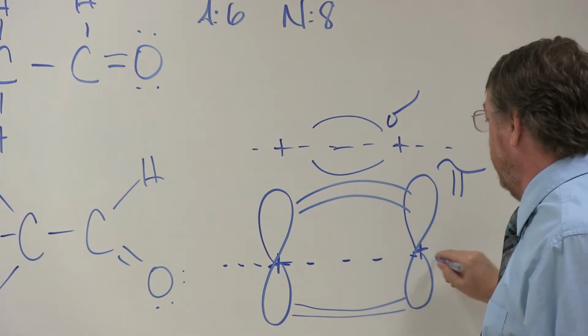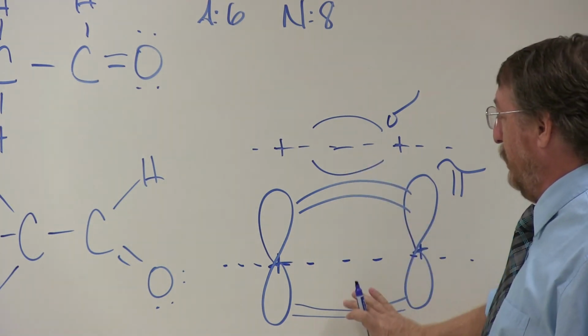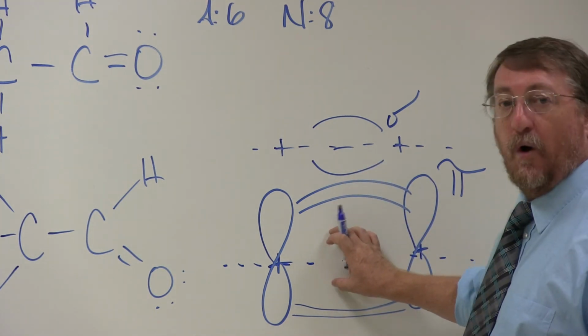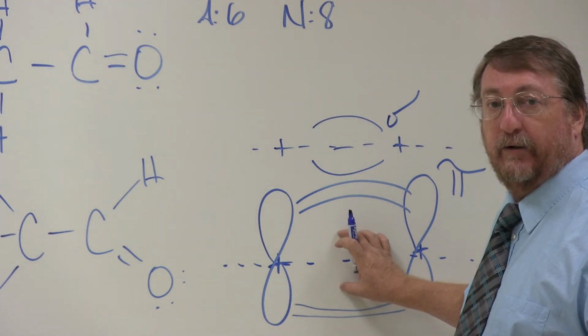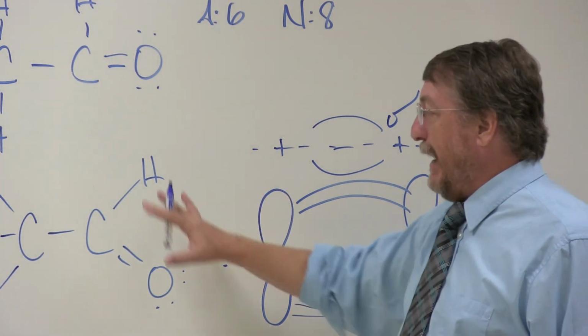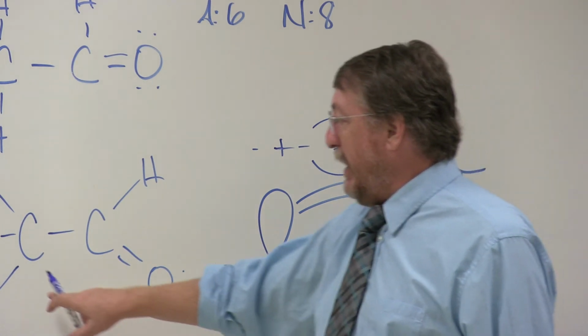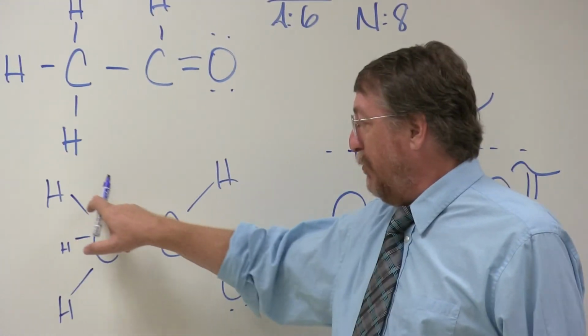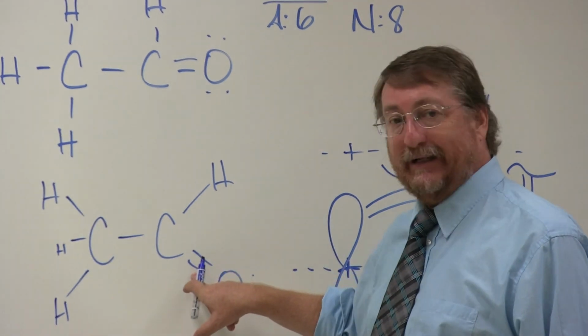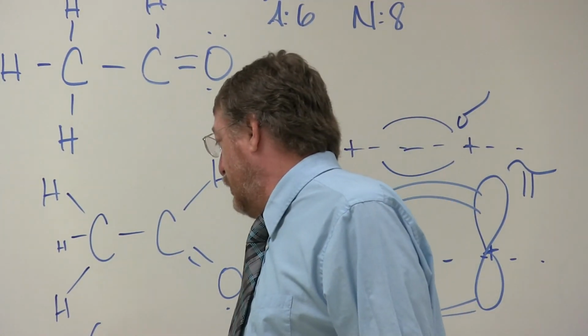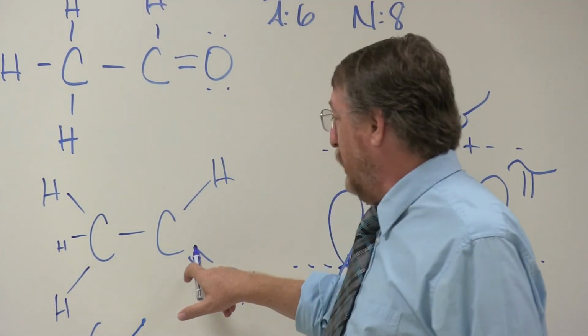Here's the axis. The electrons are sitting up here and sitting down here because there's already a sigma bond sitting here. Okay? So if I wanted to analyze this for sigma and pi bonds, okay, this would have 1, 2, 3, 4, 5, 6 sigma bonds and only 1 pi bond.